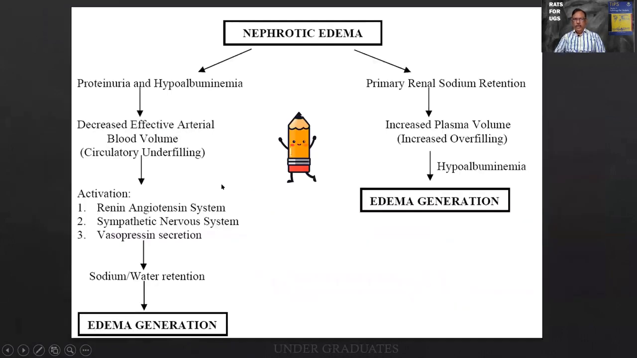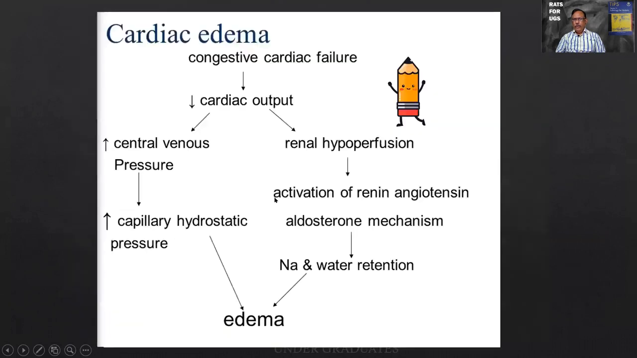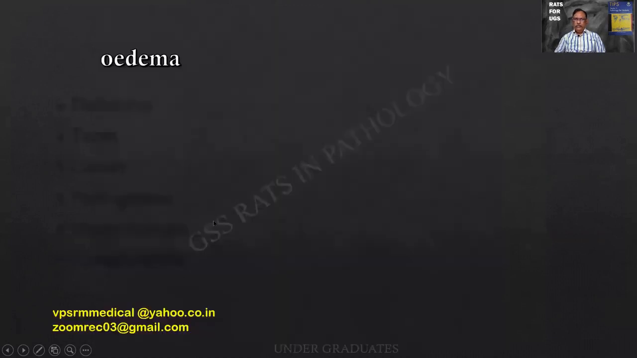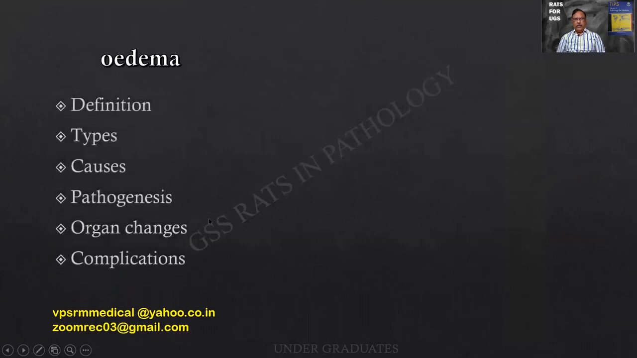Nephrotic syndrome, already it is mentioned. I will not be repeating it, but it is a nice flow diagram for you people to draw. So also the cardiac edema, very simplistic, and you people can draw this one. So coming to edema, what are all the subheadings that we should remember? Think of the subheadings, it will take you to the answer. Definition, causes, types, pathogenesis, organ changes, complications.